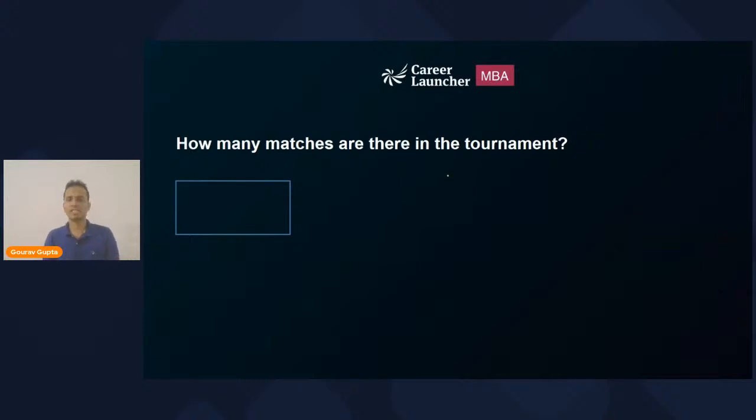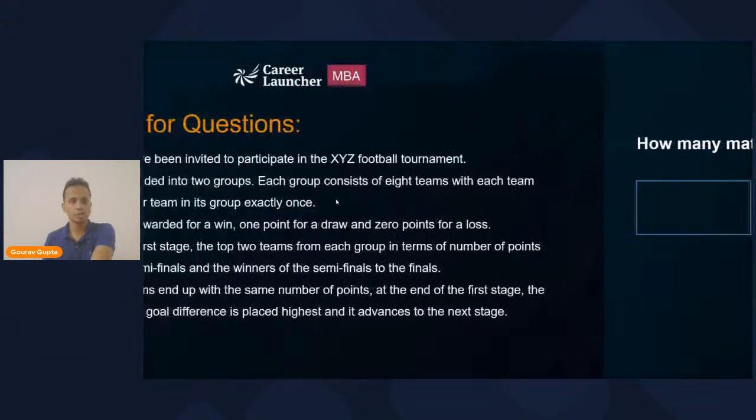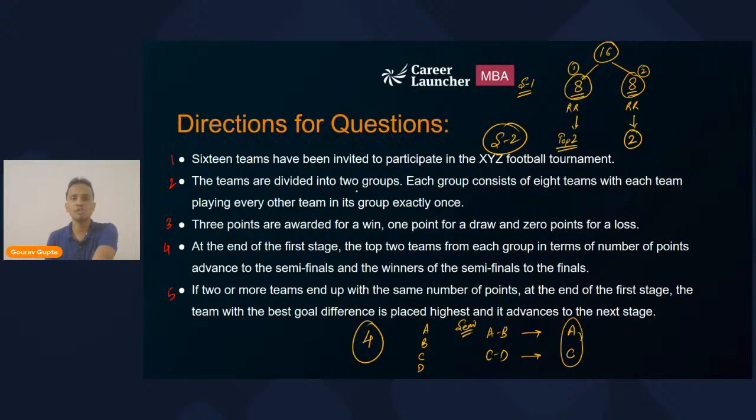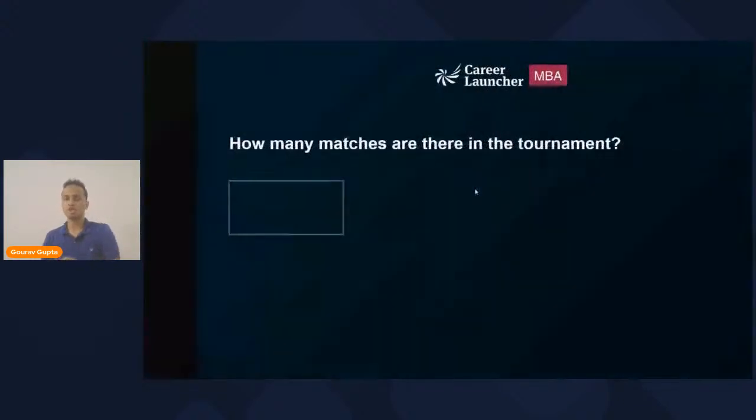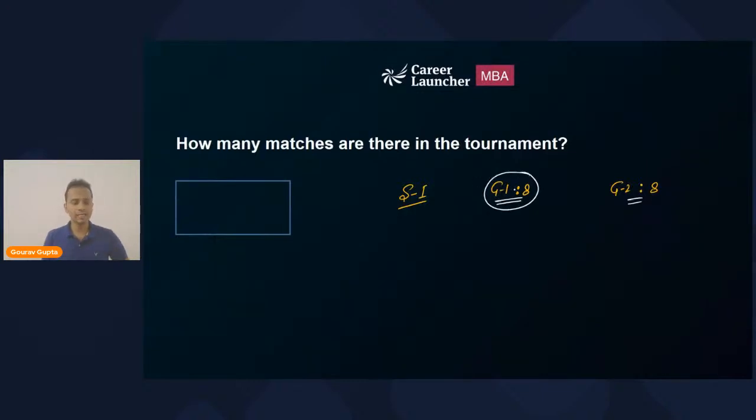Now let's discuss it once again. First of all, stage 1. Group 1 has 8 teams and group 2 also has 8 teams, right? 16 teams were divided in 2 parts. Now, what is happening in each of these groups? Read point number 2. Each group consists of 8 teams, with each team playing every other team in its group exactly once. So within a group, each of these 8 teams will play exactly one match with every other team.